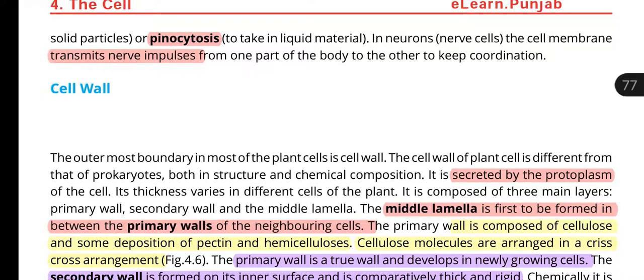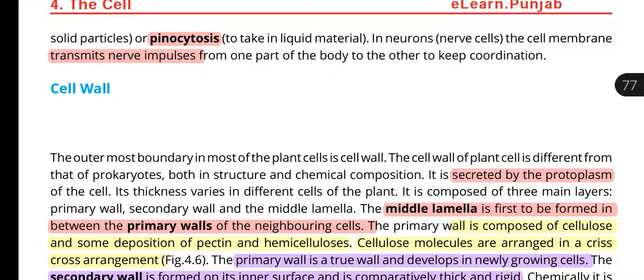Hello students, in our today's lecture we will discuss the cell wall, that is the outermost boundary, not in all cells but especially in plant cells, in fungal cells and in prokaryotic cells. In animal cells it is not present, there are three types, and it is secreted by the protoplasm.